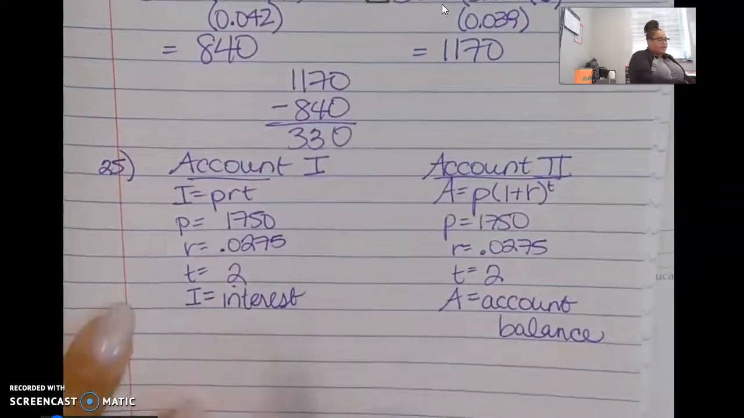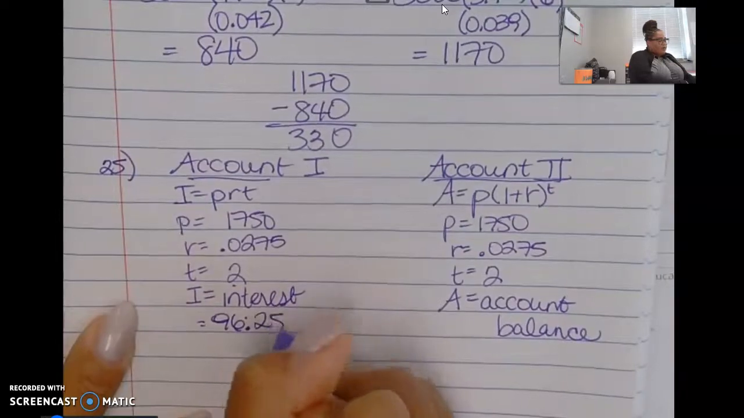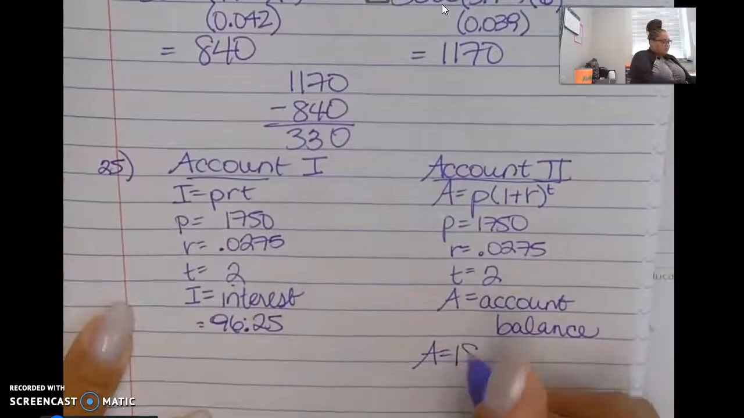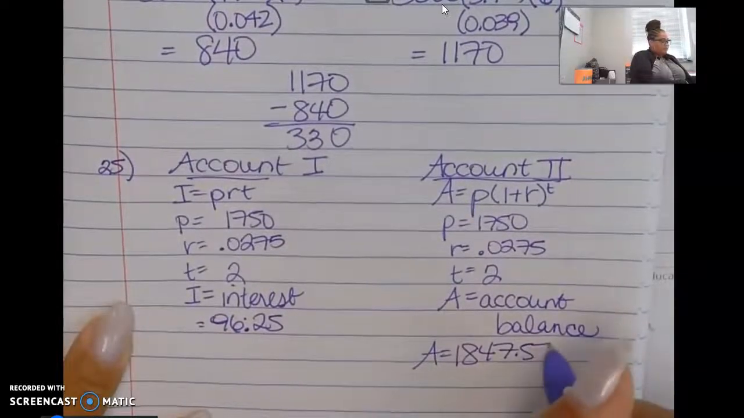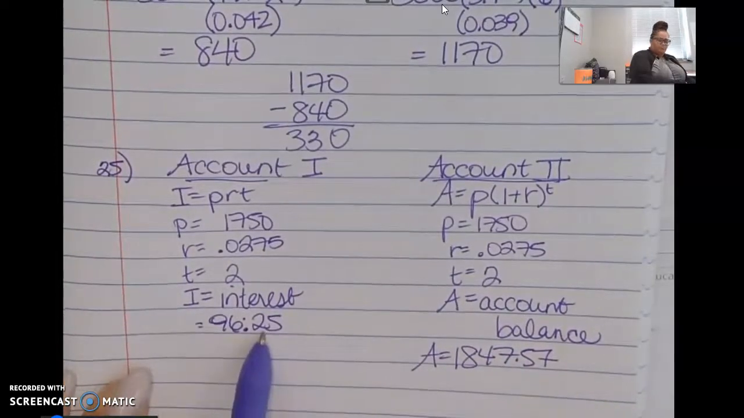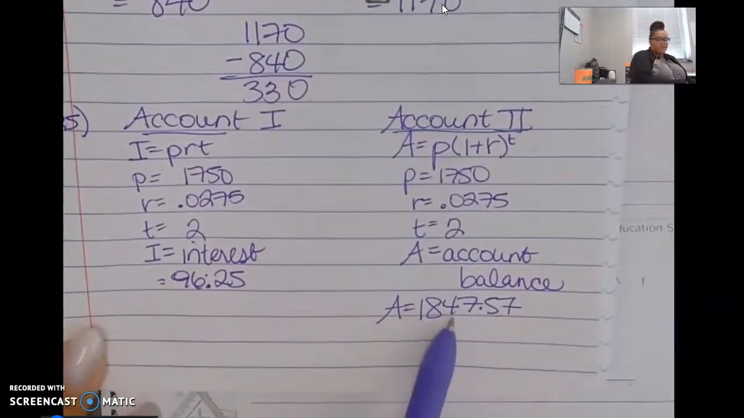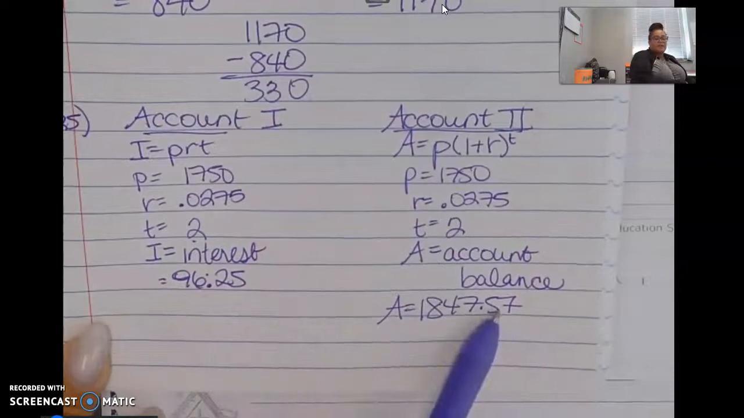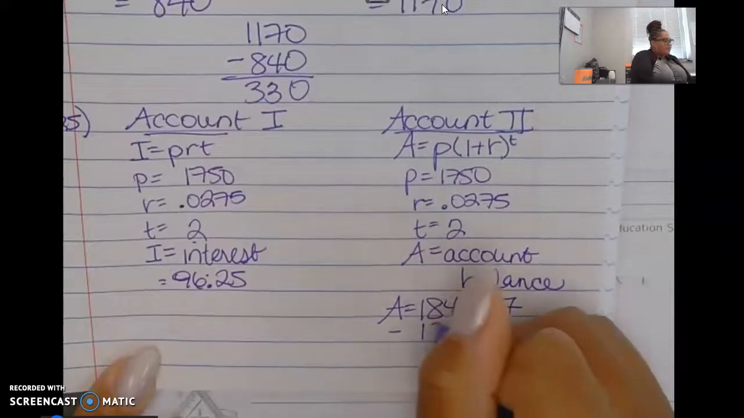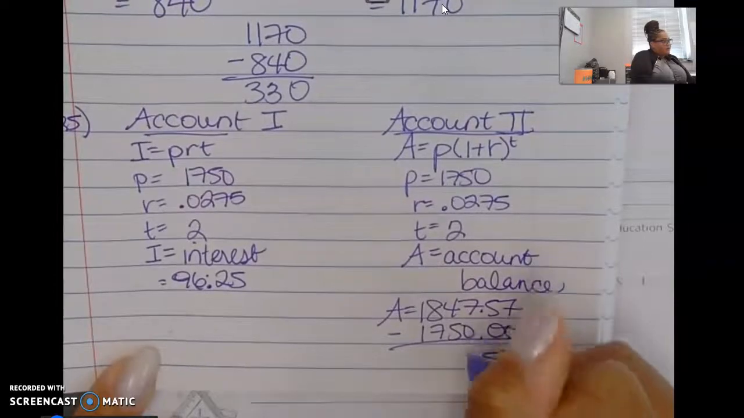Put this in the calculator. What did you get? 96.25. What'd you get over here? 1,847.57. You got 96.25 over here. Okay, so what's the difference between the interest here and the interest here? How do I find the interest here? I've got to subtract the principal, which is 1,750. 97.57.